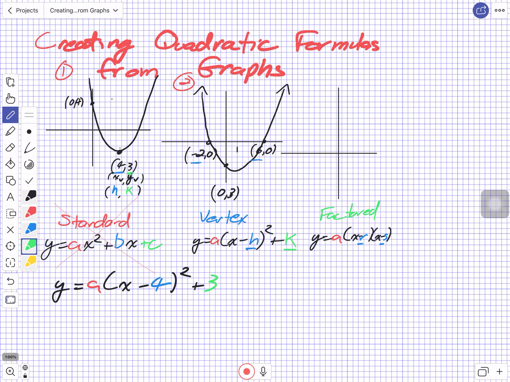That's where the other point is extremely important, because technically the other point has an x and a y value, and we're actually going to replace this x and this y with them.